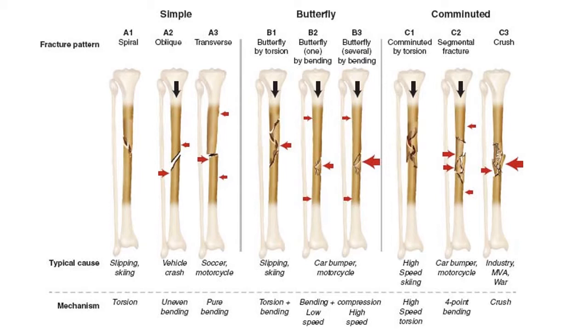B1 is a butterfly by torsion and spiral element of the fracture. B2 is butterfly by bending. B3 is butterfly several by bending. C1 is comminuted by torsion. C2 is a segmental fracture, and C3 is a crush injury.